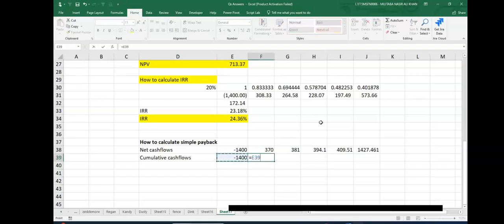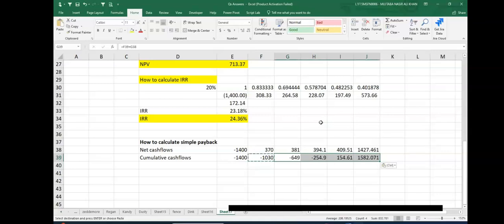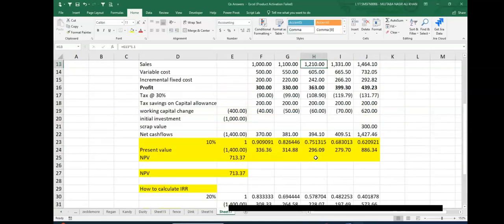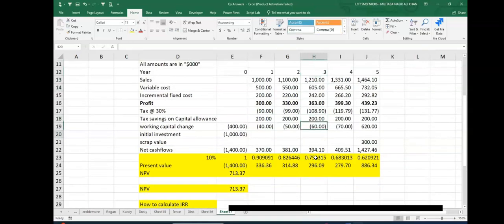Take the last cash flow plus this cash flow and copy into the next cells. So this is a year where you are unable to recover the full cash flows, and this is a year where you're able to recover all the cash flows. This is the last year where you are unable to recover all the cash flows. This is year 3.